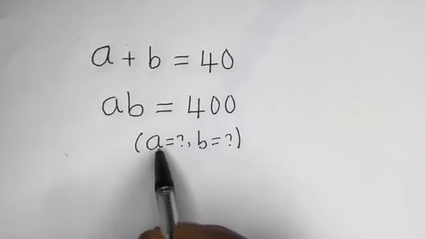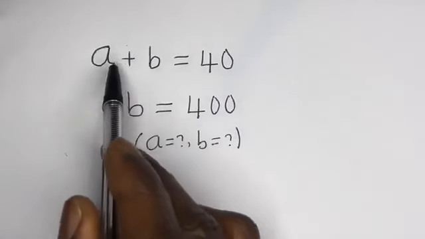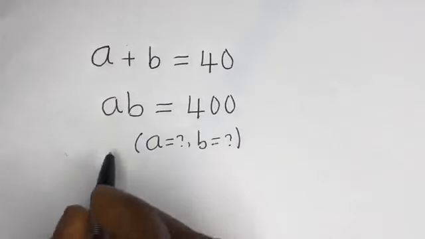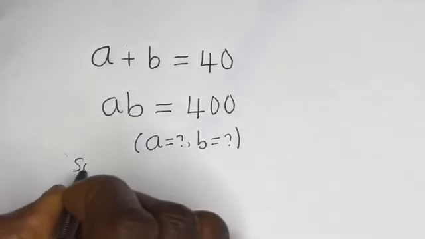Hello, how to solve for A and B in this equation? A plus B is equal to 40. AB is equal to 400. Solution.